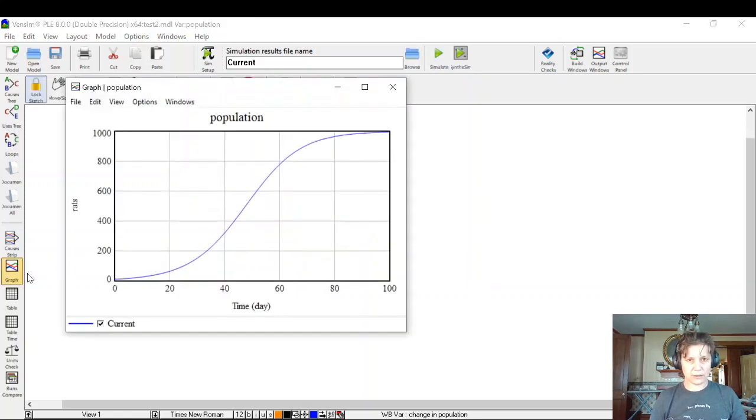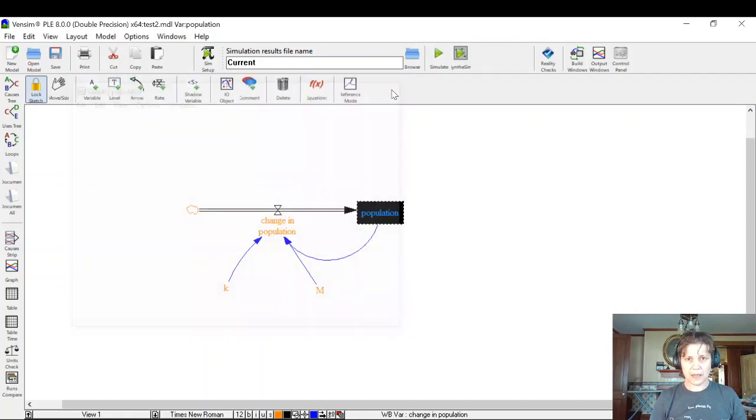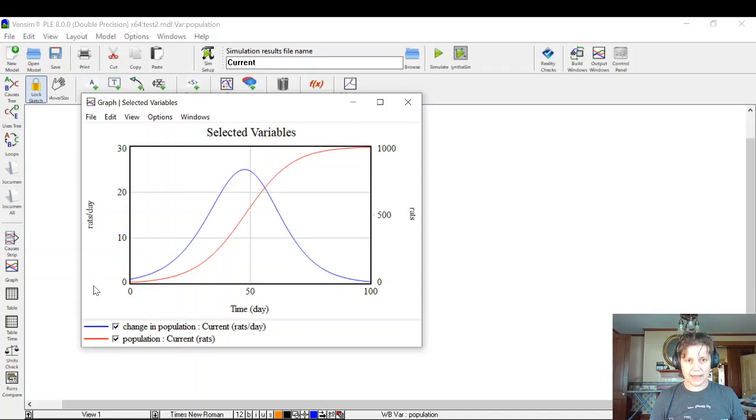And if we graph our population, we see our classic logistic growth curve where the horizontal axis is time in days and the vertical axis is in rats. So that's what we expect to see. If we were curious, we could graph the population and the change in population. I click on population and I'm going to hold down the shift button and click on change in population. That's going to grab both of those. I can graph those and you can see that our rat population is in red, and our blue is our change in rat population. And so we can see that it peaks right here just about the time when this red population is growing the fastest, which is what we would expect to see.